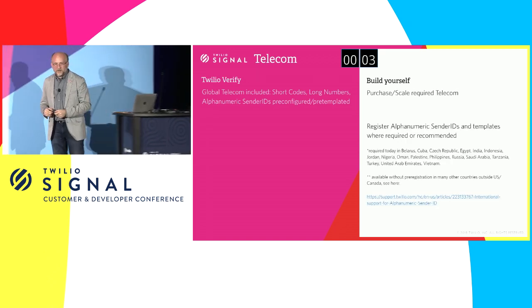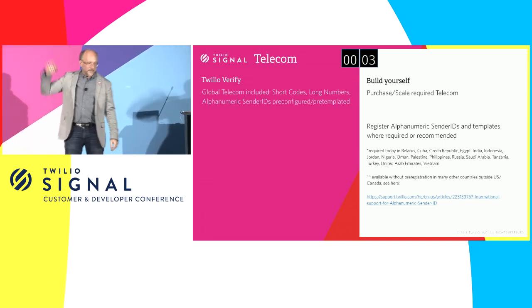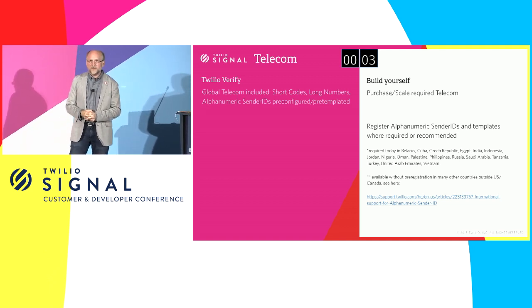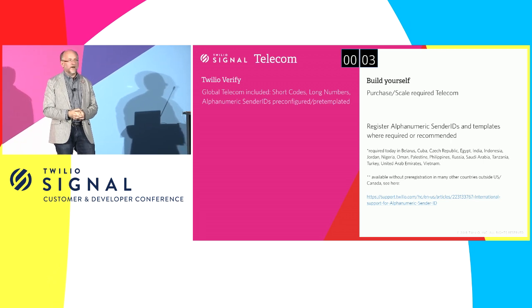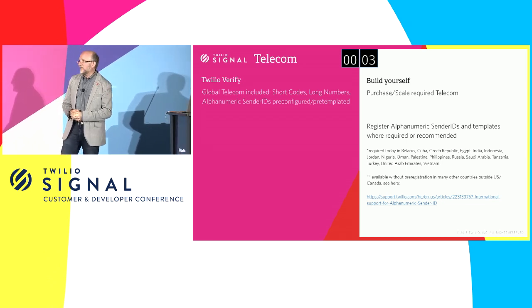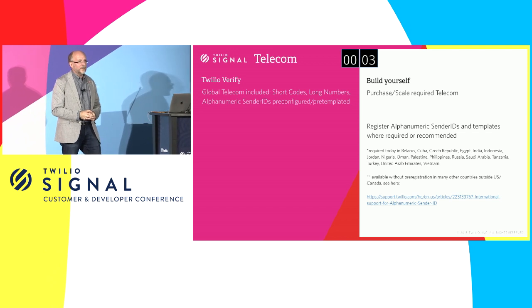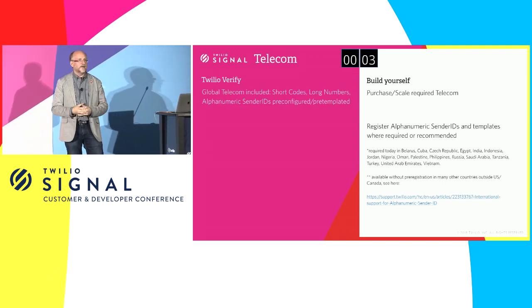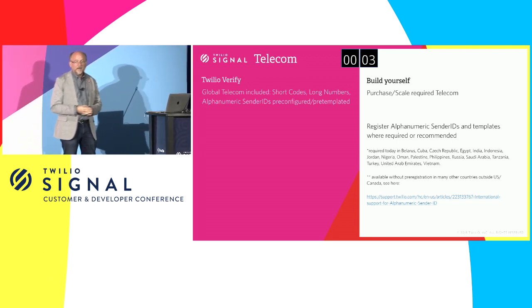And then finally, registering alphanumeric sender IDs and templates where required. I know this is a lot of little text up there, but I just wanted to give you an idea. There's about 20 countries today that you're not going to succeed in sending to if you do not get a registered alphanumeric sender ID. And this is a growing list. There's more countries that will accept an alphanumeric sender ID. It's still recommended that you pre-register the template. You can get a full list on Twilio.com. If you just search for alphanumeric sender IDs, site:twilio.com, you'll get the whole skinny on this.